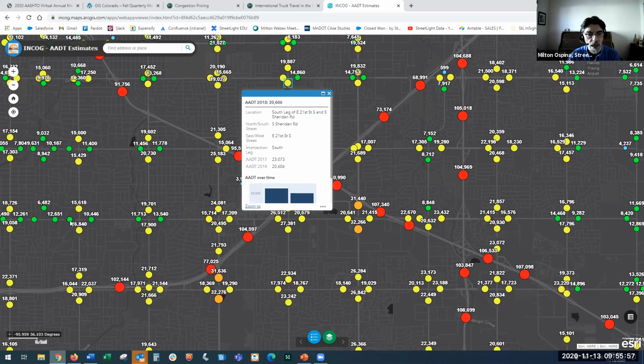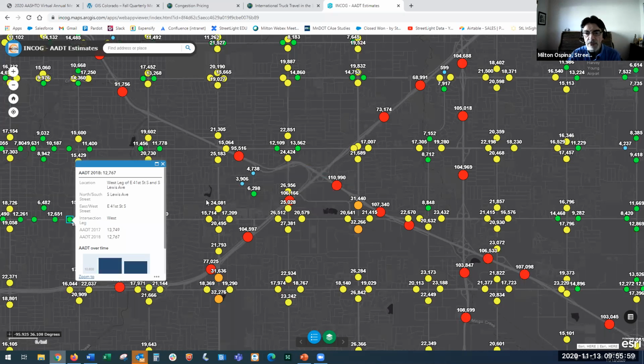But with this ArcGIS online implementation, anybody can go in, you don't have to pay anything, and you just get access to the information. And notice here that, in this particular case, they have 2017, 2018. I think they'll be adding 2019 soon, and then 2020 once the entire year is completed.